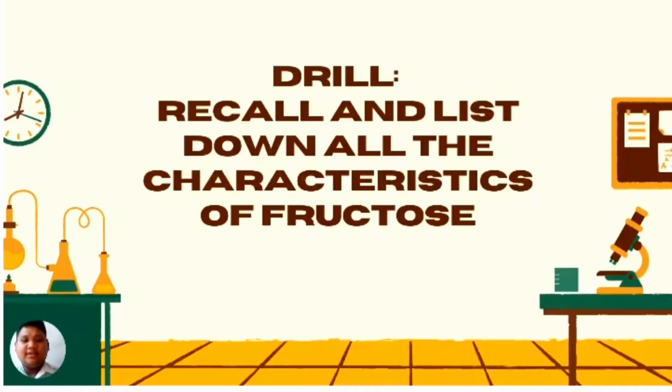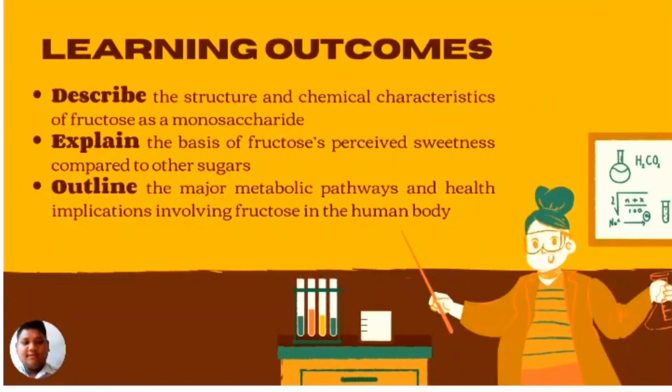Let's now read the learning objectives. First, describe the structure and chemical characteristics of fructose as a monosaccharide. Explain the basis of fructose's perceived sweetness compared to other sugars. Outline the major metabolic pathways and health implications involving fructose in the human body. Now, let us start with our first question.